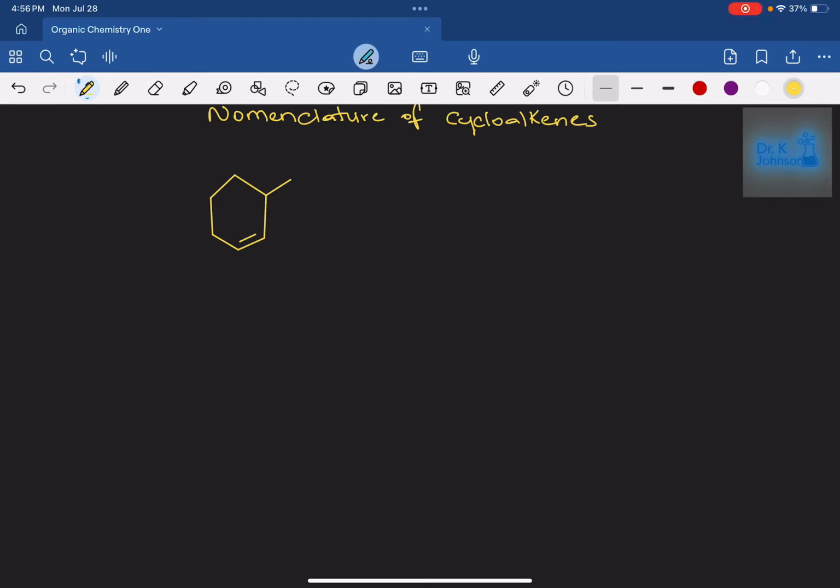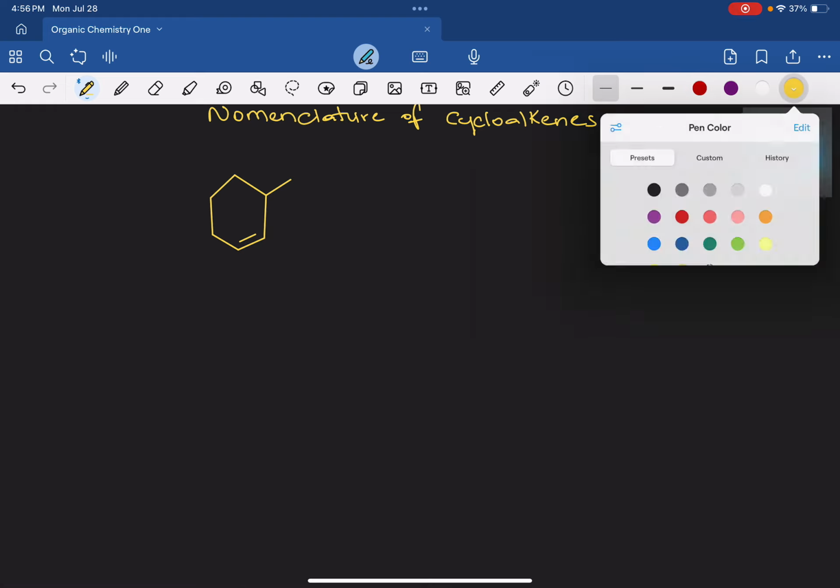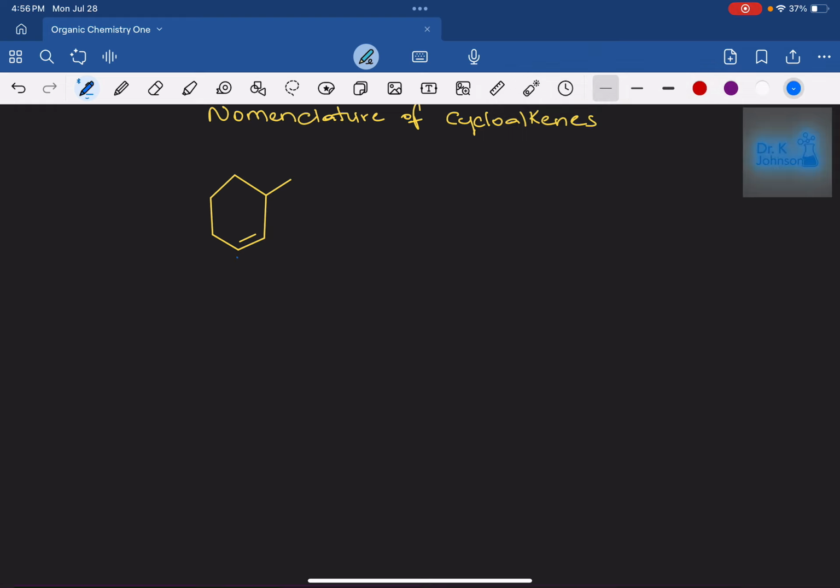Let's talk about how we name cycloalkenes. To name your cycloalkenes, the key is remembering that the carbon-carbon double bond gets number one, two. It gets number one, two, but here's the trick. The double bond gets one, two every single time.